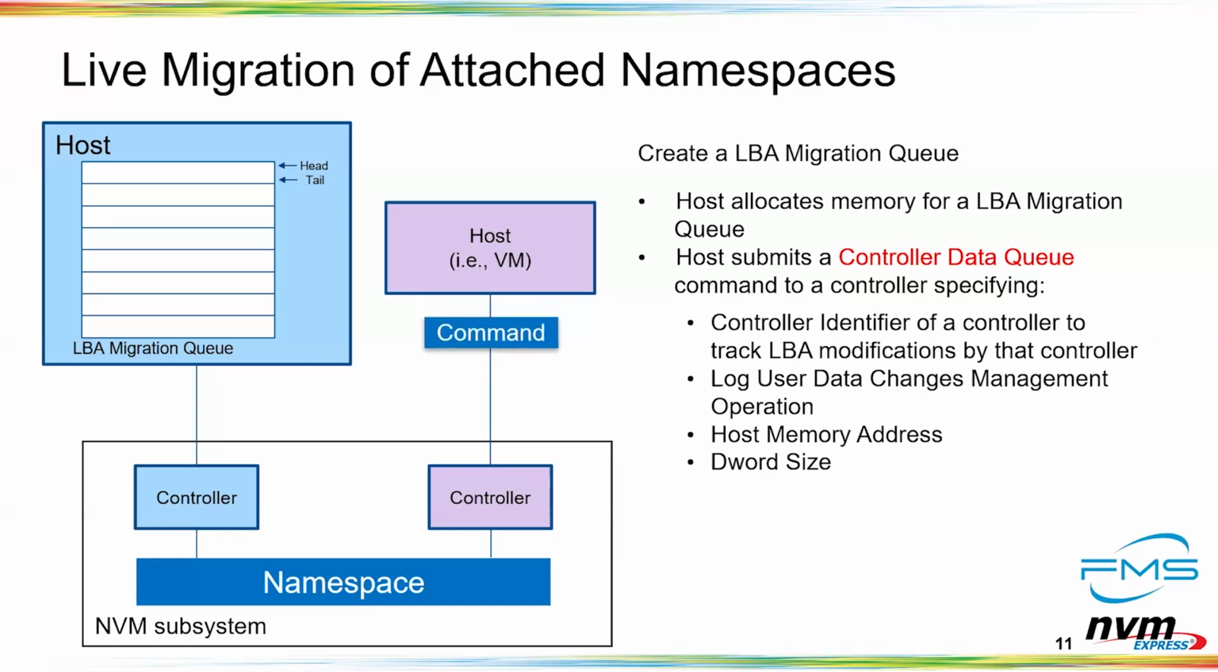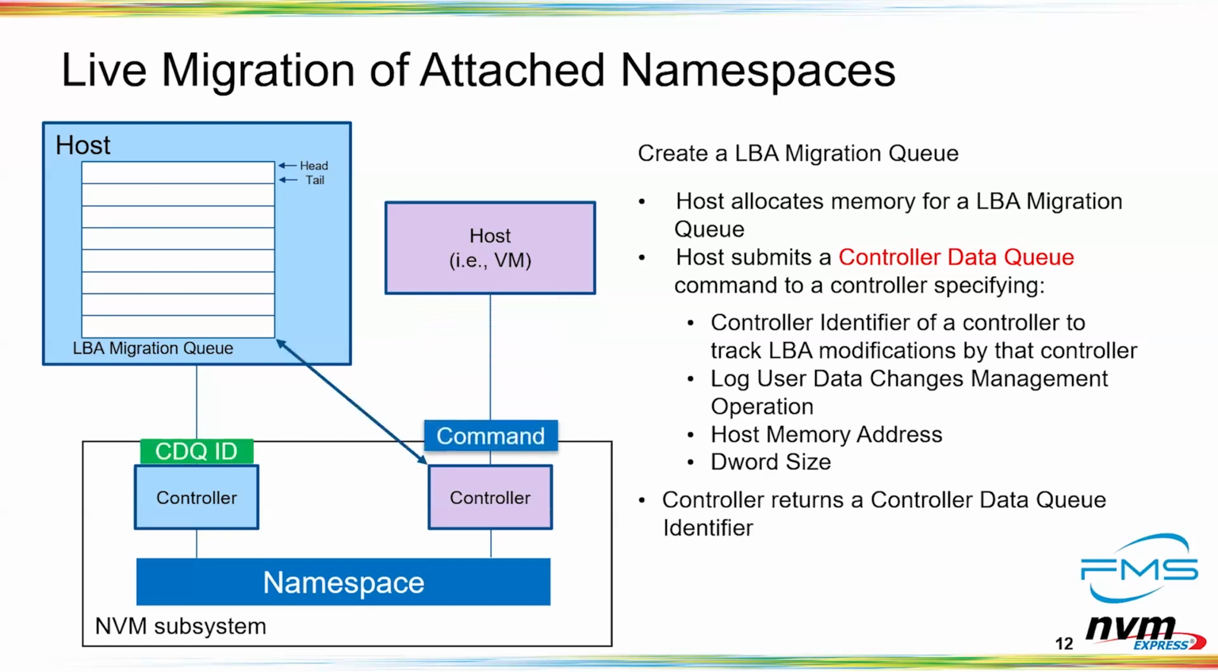An LBA migration queue really looks like an IO submission completion queue. It has a head and a tail, and it has entries in it, and those entries get posted by the controller as changes happen. The controller will then return an ID that represents the ID of that LBA migration queue. And I just want to remind everybody that that particular LBA migration queue has a direct association to the controller where we want to track the LBAs, even though the blue controller is going to be reporting the data. The data is coming from the commands that are being processed by the controller connected to the VM.